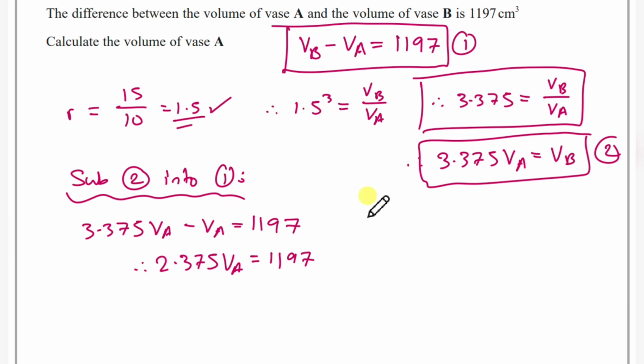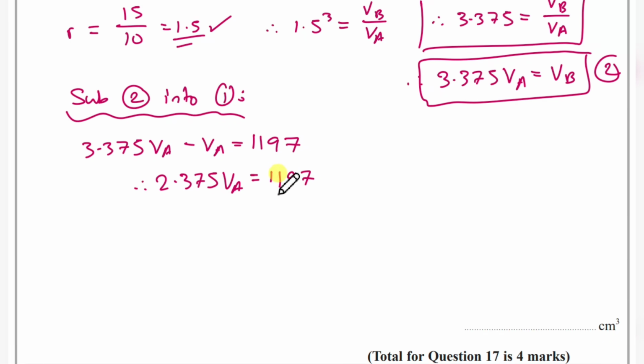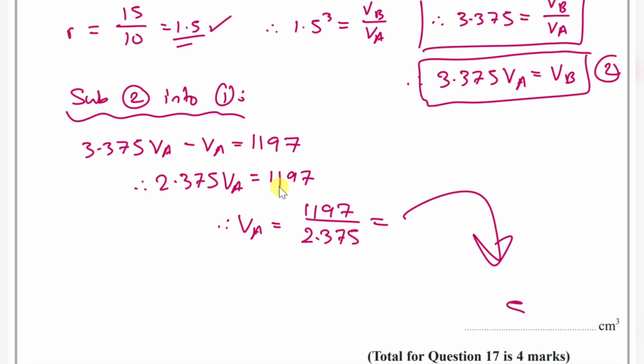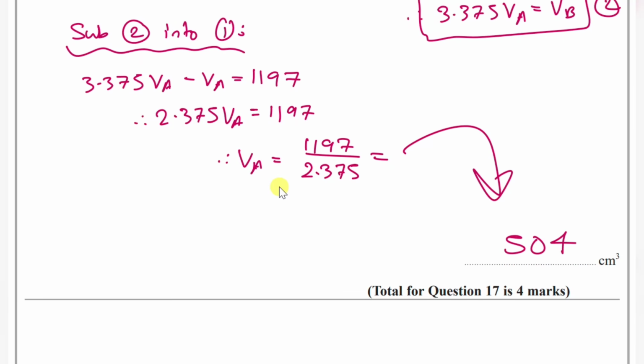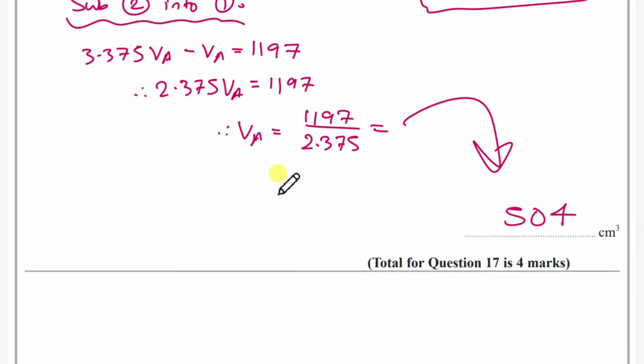We're trying to find the volume of A, so now you just divide it across. Therefore, VA is just going to be the right-hand side over the left-hand side. And that's it, guys. Put down your calculator and you should hopefully be done. So let's divide that, 1197 over 2.375 in the calculator. Hopefully I didn't make any mistake. Yep, 504. So the answer is 504 centimeter cubed. That's this one done too.